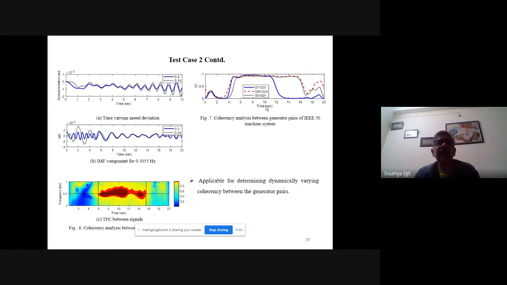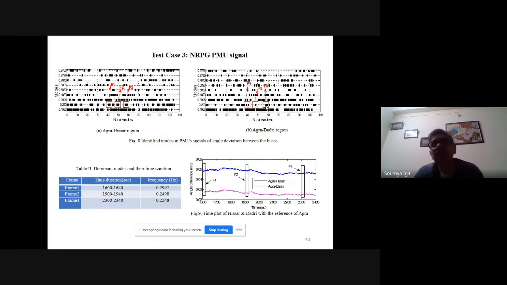And the dynamic varying coherency also, with respect to the different case studies being carried out and with the actual PMU data with respect to Agra Hisar, Agra Dadri, that is the normal. This is the same thing, whatever you get from the synthetic signal. Just try to understand, whatever your power system dynamics, with respect to the particular software that you take into consideration, whether it is PSCAD, whether it is MATLAB, whether it is an electromagnetic transient package, you have different time scales.